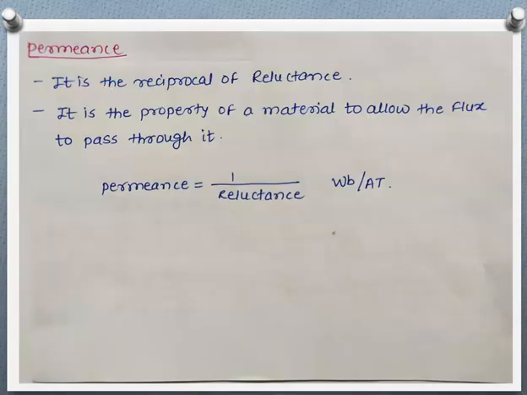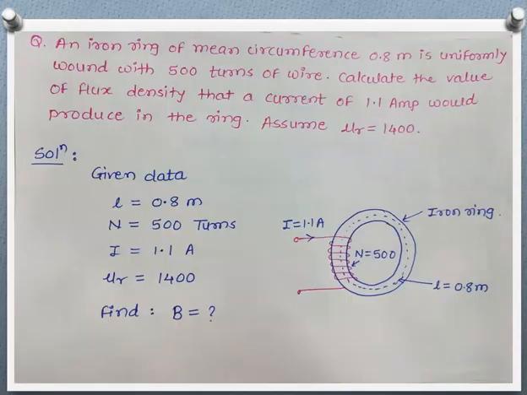Then we have another parameter which is called permeance. It is the reciprocal of reluctance, and it is the property of a material to allow the flux to pass through it. So permeance will be 1 upon reluctance, which is measured in Weber per ampere turn. These are the basic concepts related to magnetic circuit. Let's solve one numerical based on that.